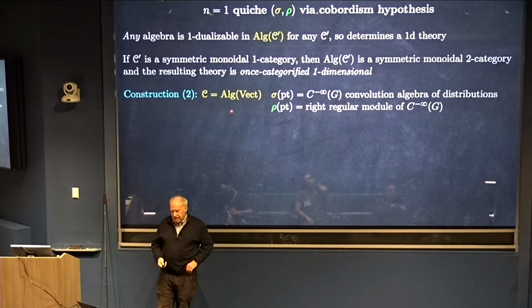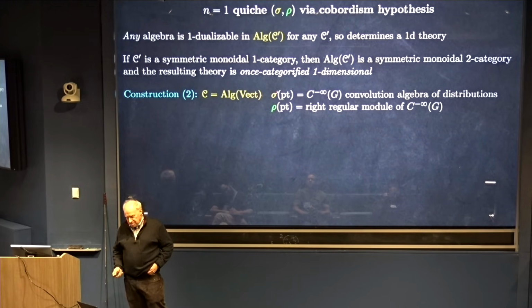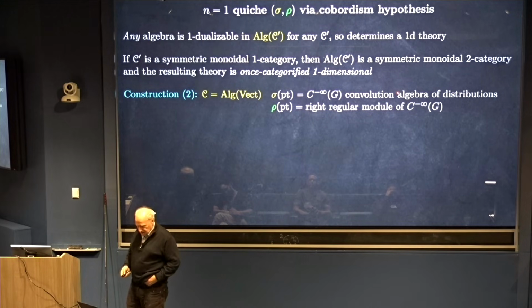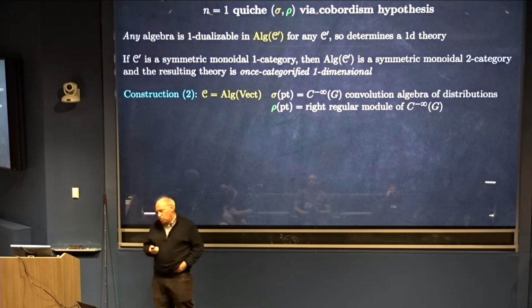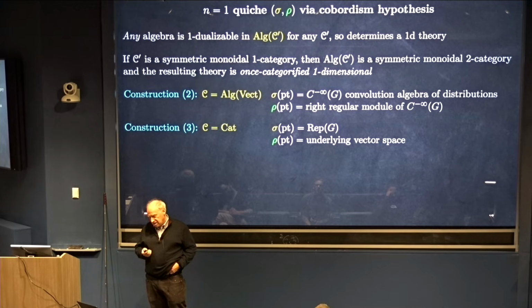So here we take algebras in vector spaces, where we take a good enough category of vector spaces to have the kinds of topological vector spaces we want. And then we can take this convolution algebra of distributions and the right regular module, and that's one way we can construct this theory for quantum mechanics.